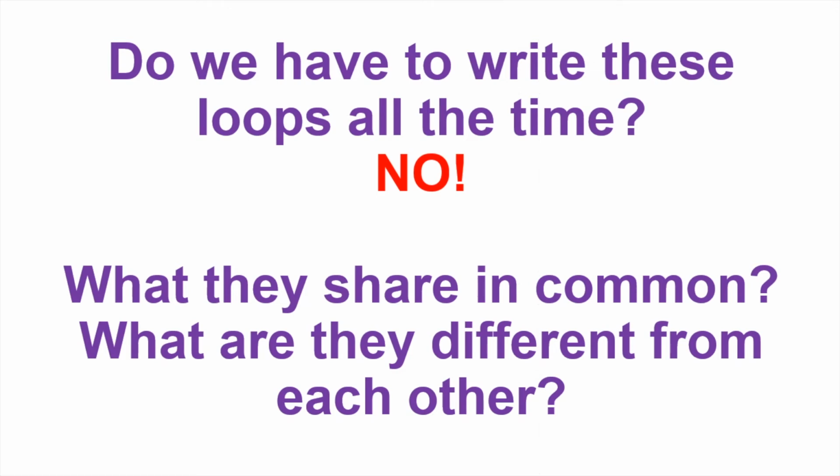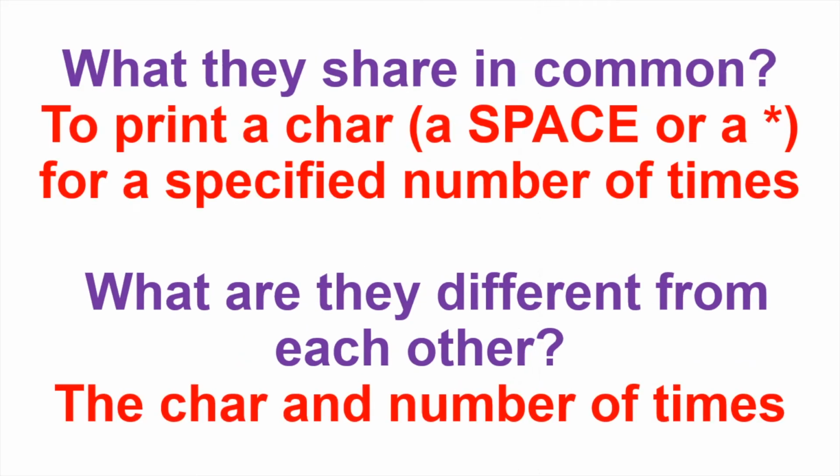And for the second and third questions, we could see from the two examples, they are all doing something to print a char, either a space or a star, for a specified number of times. They are different from each other in that they use different chars, either a space or a star, and the number of times is different. However, the rest are nearly the same.